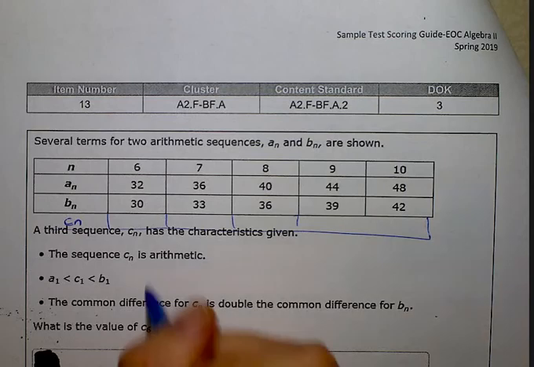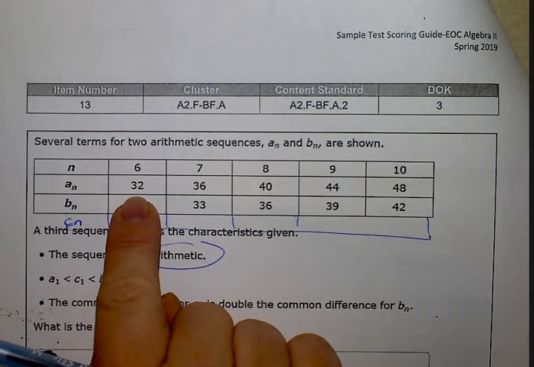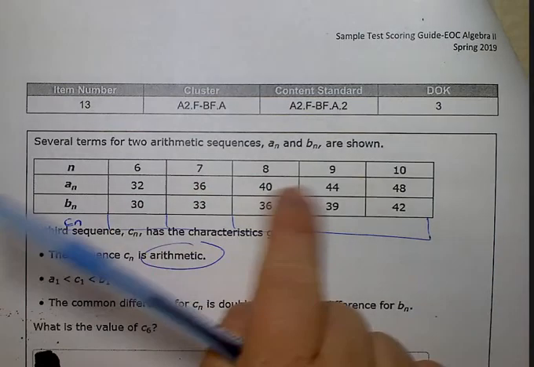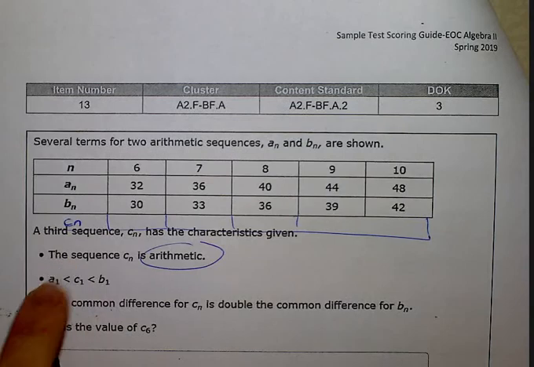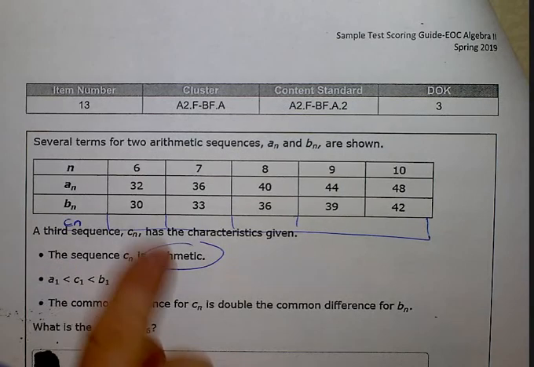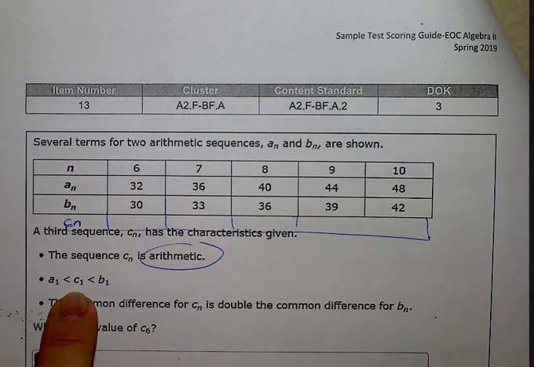We know it's arithmetic, just like these two functions. Do you see how for a of n, we're going to add 4 consistently, and b of n, we're going to add 3 consistently? Okay. Well, we know that for c of n, it's arithmetic, so similar. We're adding or subtracting the same amount, and that the first number is between the values of a sub 1 and b sub 1.